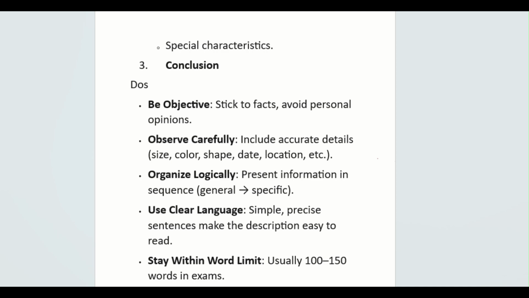So after writing all these things, your paragraph is very good, and I am 110% sure that if you write this way, you will get full marks in your factual description. Talking about some do's and don'ts that students usually make, so let's dig into it.